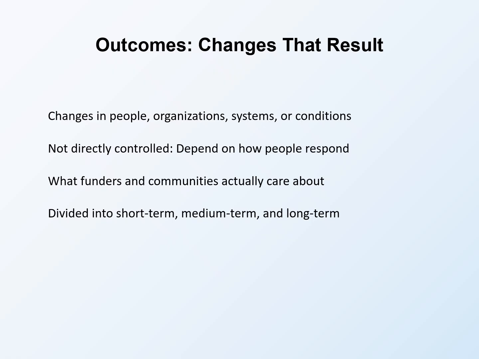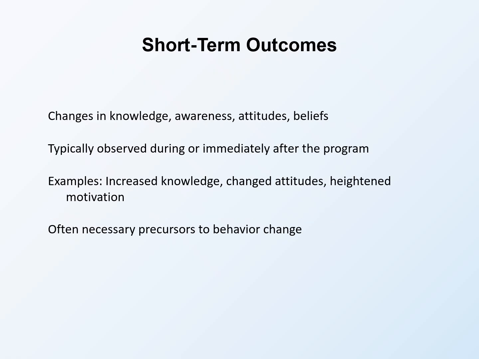We typically divide outcomes into short-term, medium-term, and long-term to reflect the cascade of change over time. Short-term outcomes are the changes you see during or immediately after your program. They typically involve knowledge, awareness, attitudes, and beliefs. Participants know more about diabetes risk factors. Participants have more positive attitudes towards screening. Participants report higher motivation to change. These short-term outcomes are often necessary precursors to behavior change. People typically need to know why change matters and believe they can do it before they actually change.